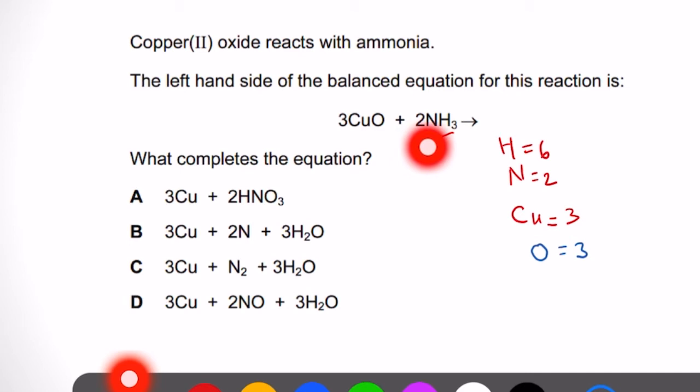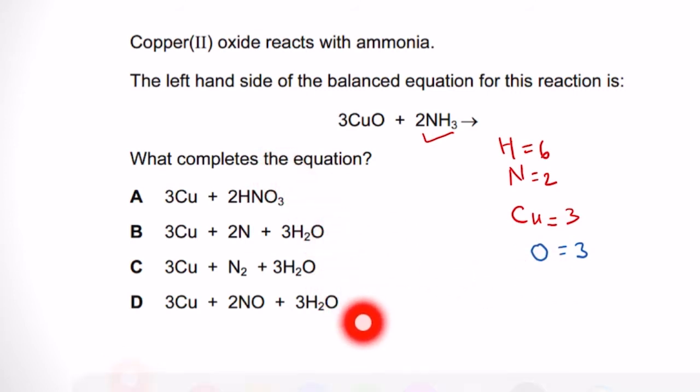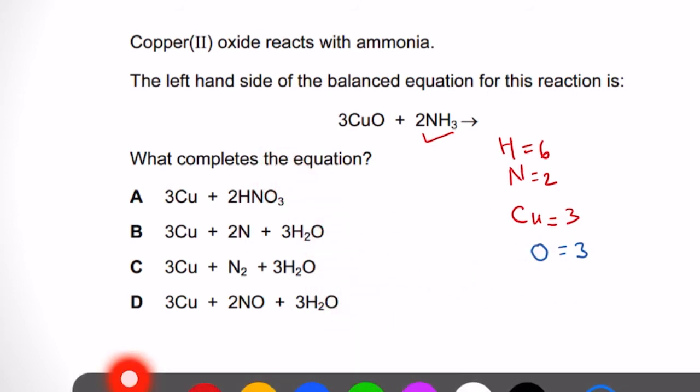Hydrogen: 3 times 2 is 6 in the reactant. Nitrogen is 2 times, copper is 3 times, oxygen is 3 times. We should have the same number of elements in the products. Let's see the equations one by one.